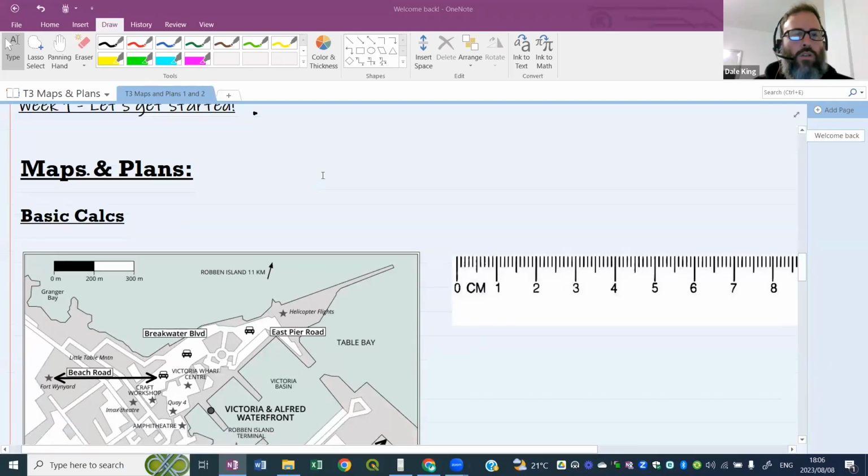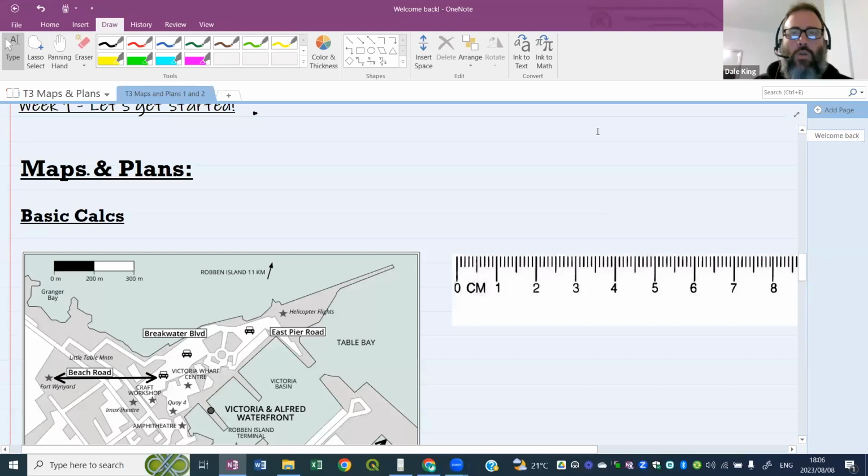We're going to do some basic calculations with this map. It's difficult to teach this online because you should have a map in front of you. You should be measuring and working with and on your map. So it's a bit difficult, but I've got a ruler here to work with, and I'm going to try to use the ruler to show you exactly what you need to do. We'll see how it goes.